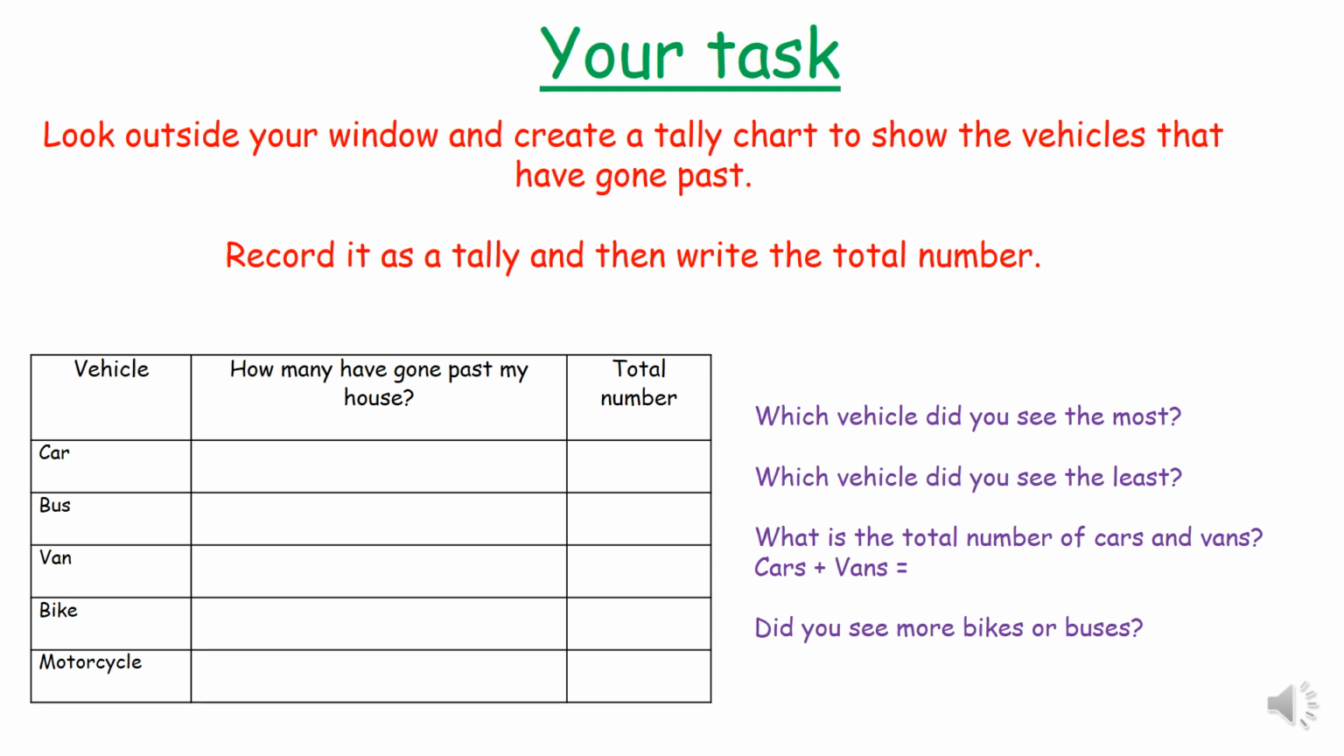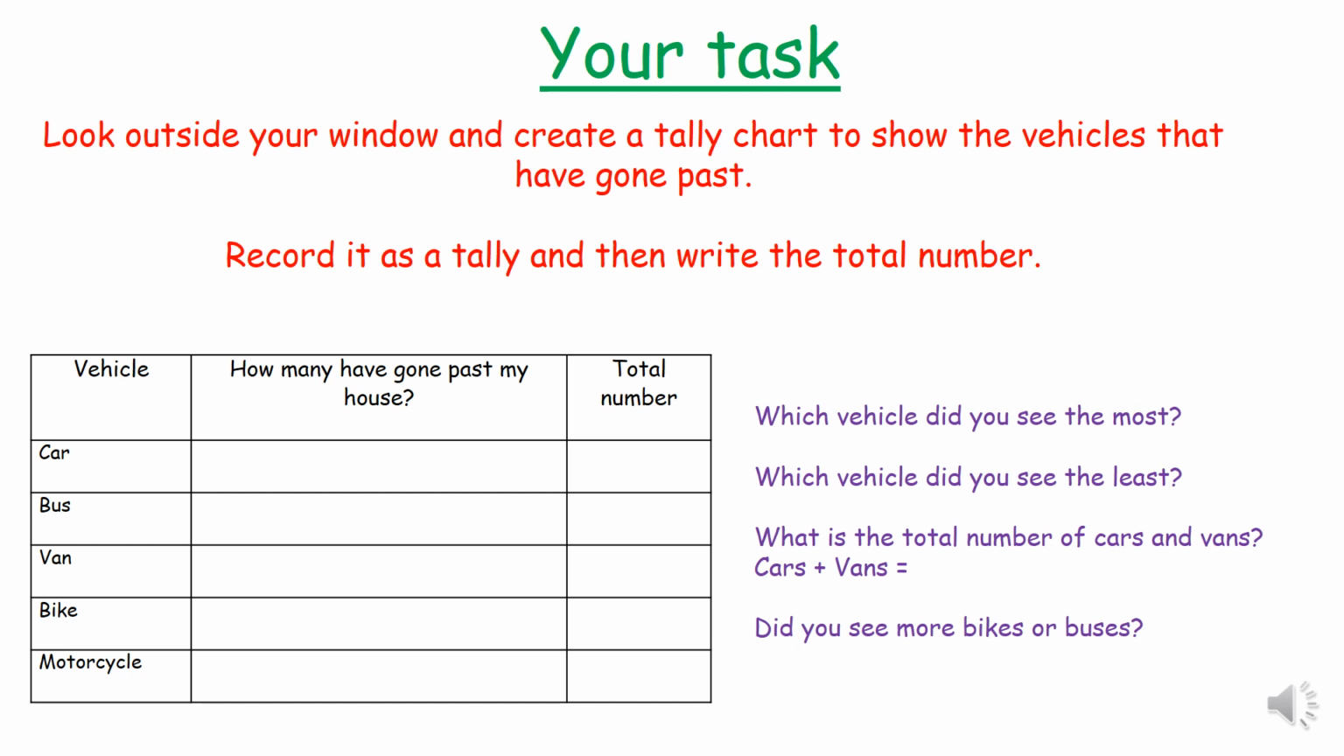So you can see the vehicles going down the left-hand side. I've got cars, bus, van, bike, and motorcycle. And then in the middle section, that's the tally. That's where you write the tally marks. Then at the end, you write the total number.